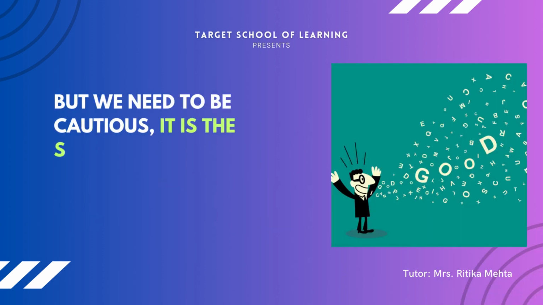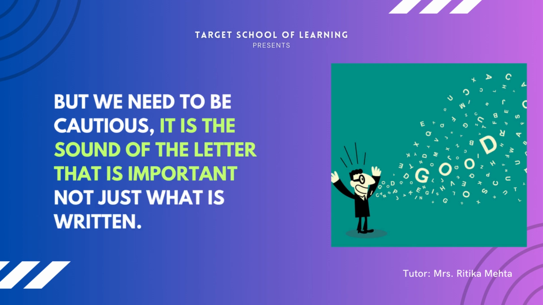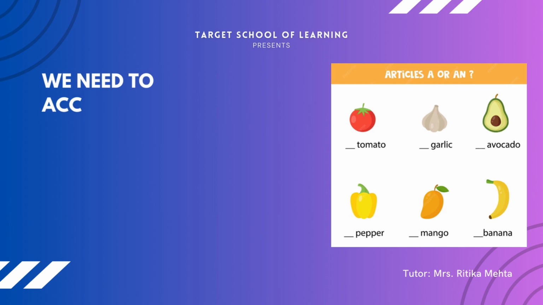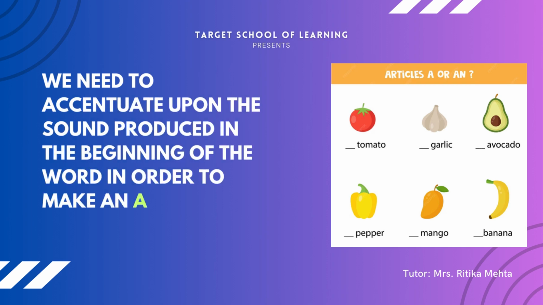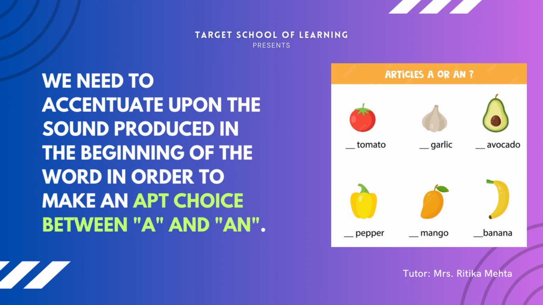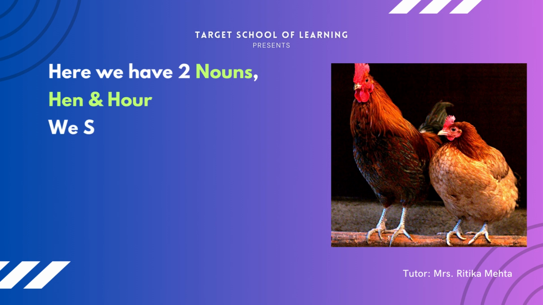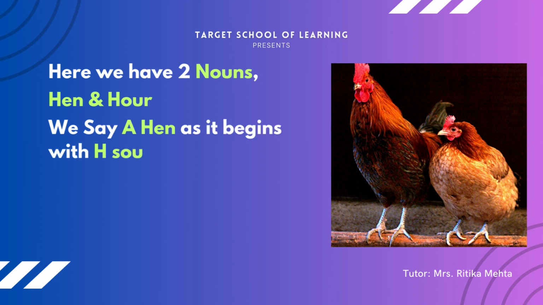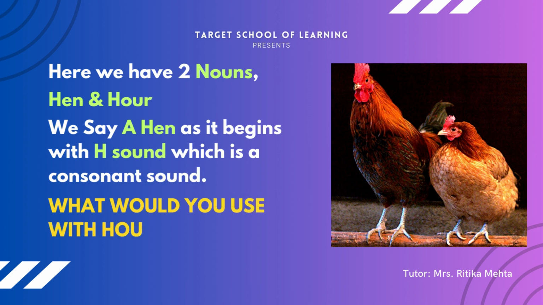But we need to be cautious. It is the sound of the letter that is important, not just what is written. We need to accentuate upon the sound produced in the beginning of the word in order to make an apt choice between a and an. For illustration, here we have 2 nouns, hen and hour. We say a hen as it begins with h sound, which is a consonant sound. What would you use with hour?